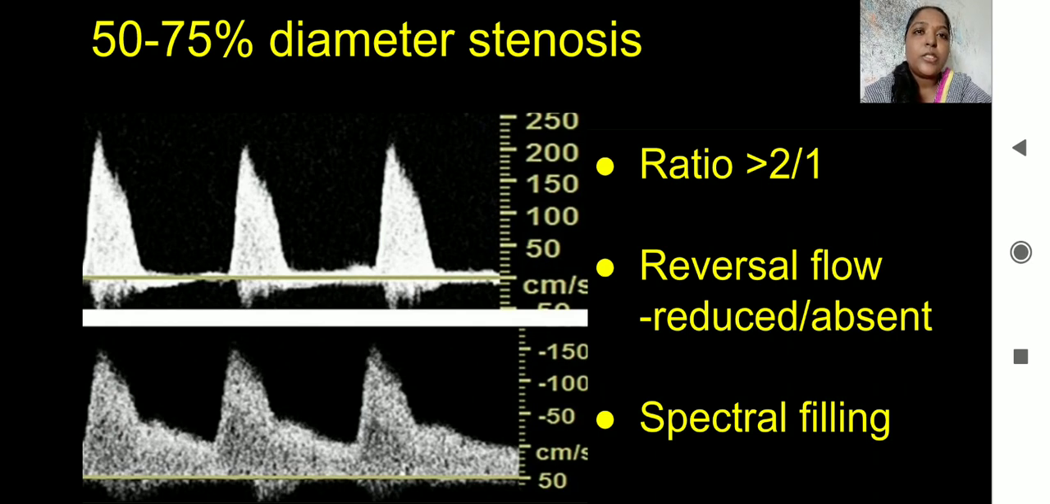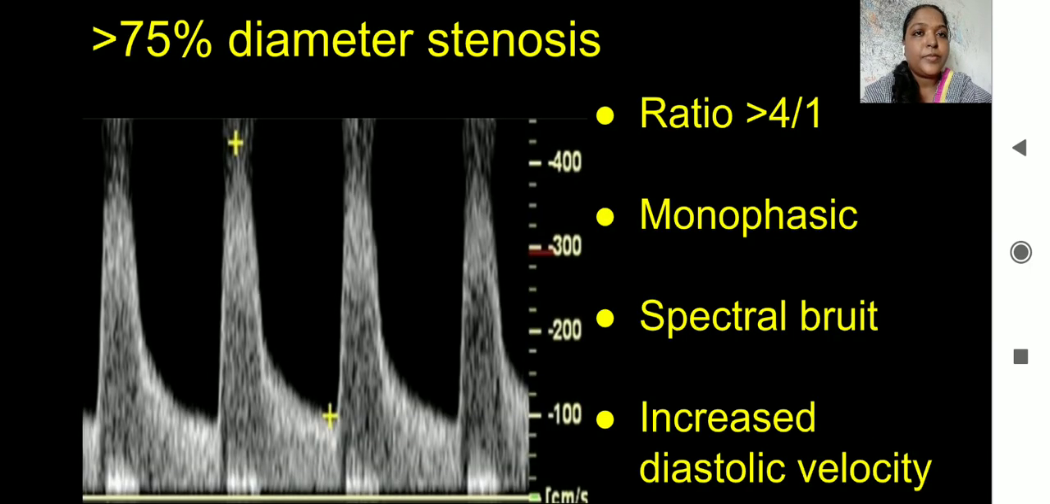When the stenosis is between 50 to 75%, the velocity ratio will be more than 2:1. The reversal flow will be either reduced significantly or absent. There will be spectral filling.